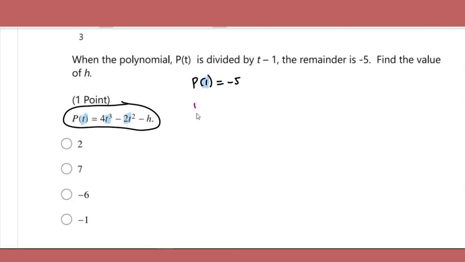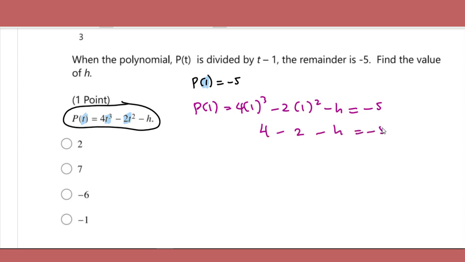Substitute P of 1 is equal to 4 times 1 cubed minus 2 times 1 squared minus h is equal to negative 5. 4 minus 2 minus h is equal to negative 5. 2 bring up here, negative 7. Therefore, h is equal to 7. Okay, so the answer.